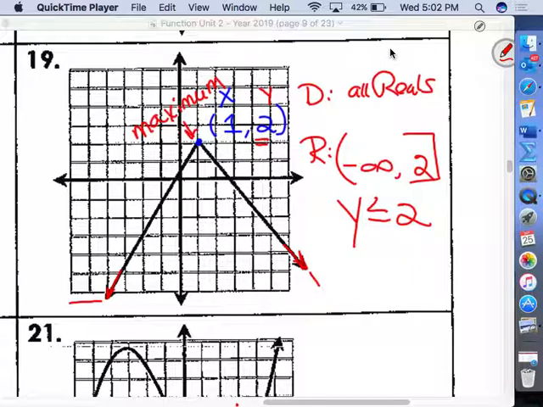As far as the vertical line test goes, if I try to draw vertical lines through this graph, I see that I can only intersect the graph in one spot at a time with my vertical line. So this graph passes the vertical line test, therefore I consider this a function. This is a function.